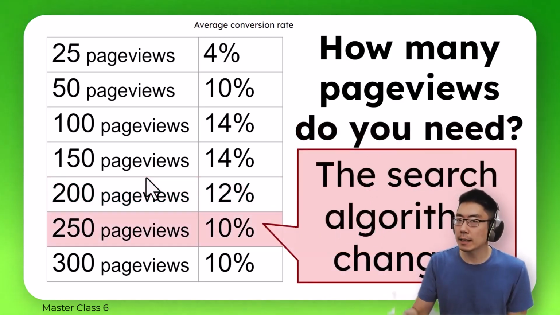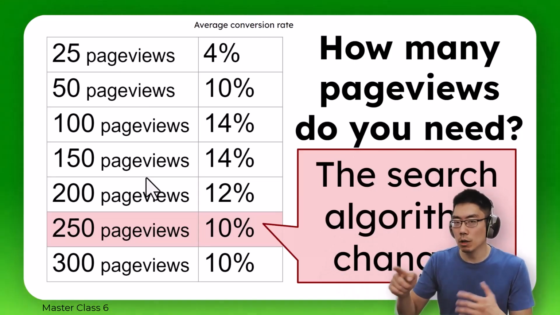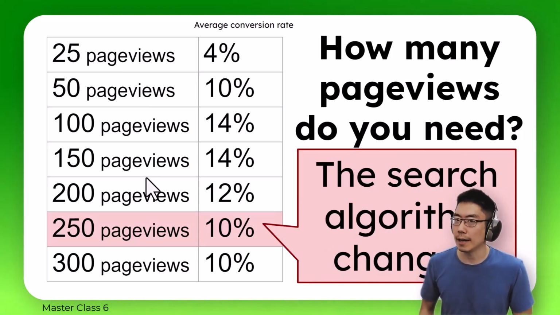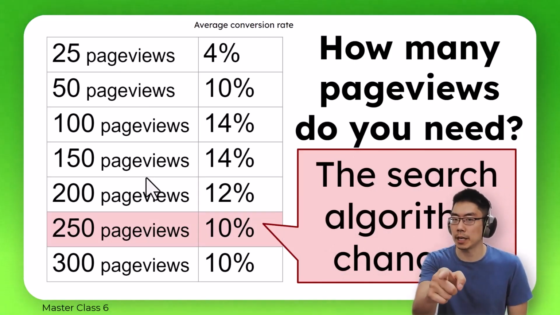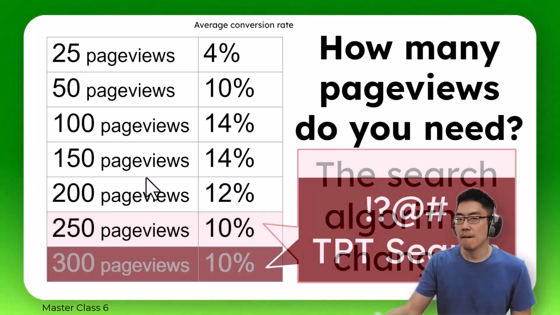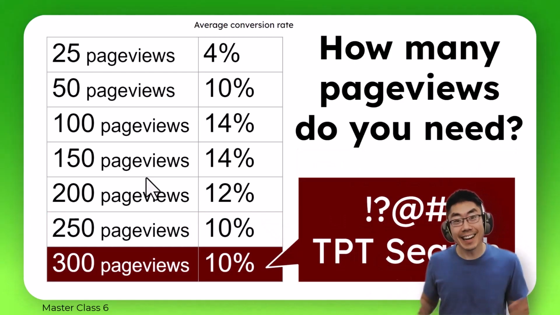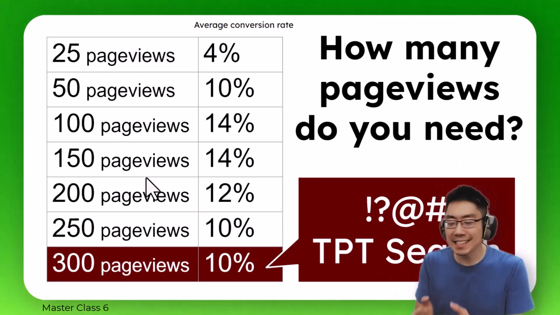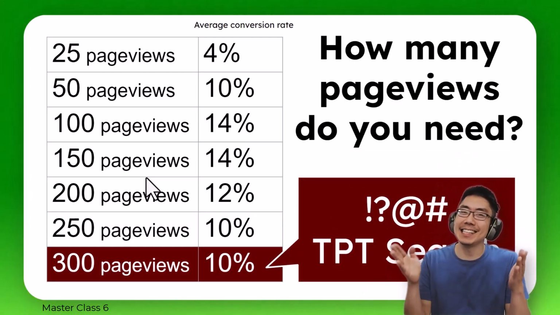And now, because it was at 15%, we're looking for reasons why. And it's because the search algorithm changed. TPT changed the search algorithm. Right? Isn't that crazy? But this is just random fluctuation in numbers.